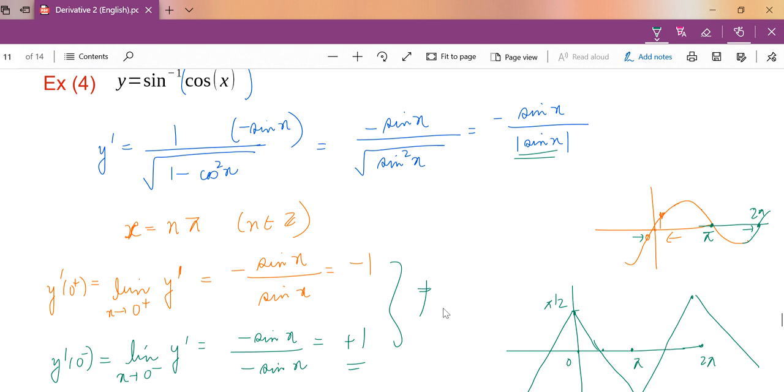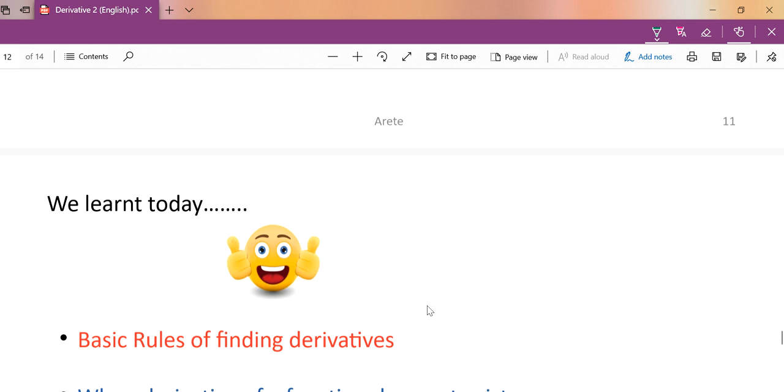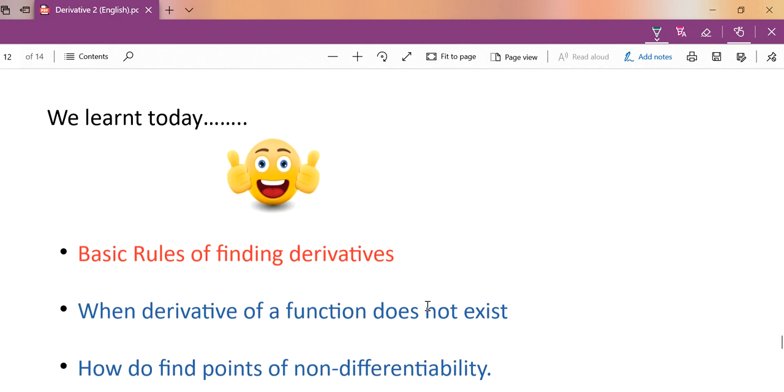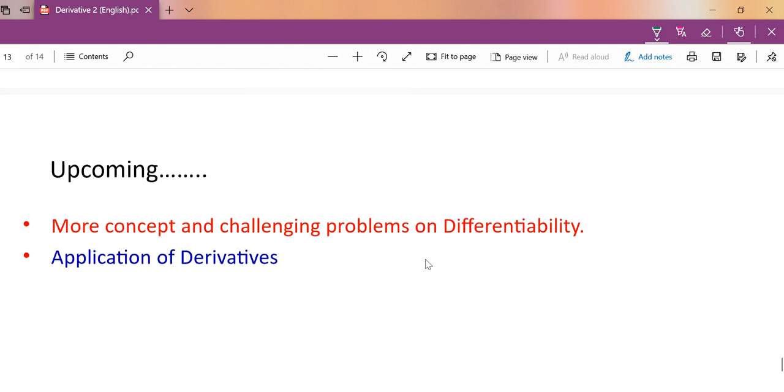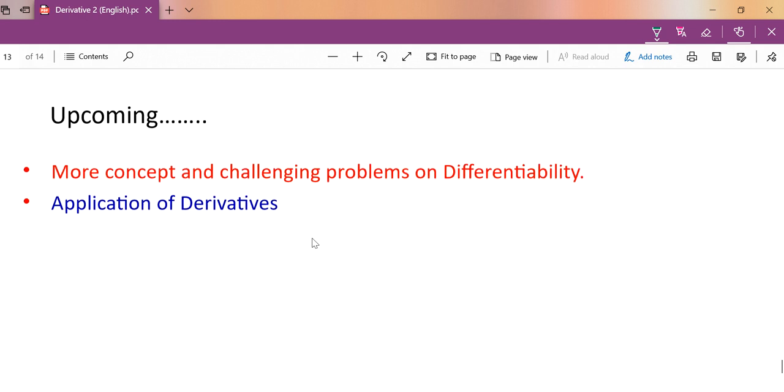Great. So have fun. So today we learned the basic rules, which I did not discuss with you before, so just be very well versed with these things. Basic rules of finding derivatives and derivatives of elementary functions, we actually discussed these today. When the derivative of a function does not exist, how do we find points of non-derivability, and of course we did some good problems. And upcoming are more concepts.